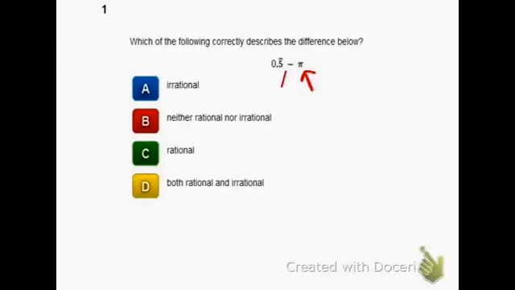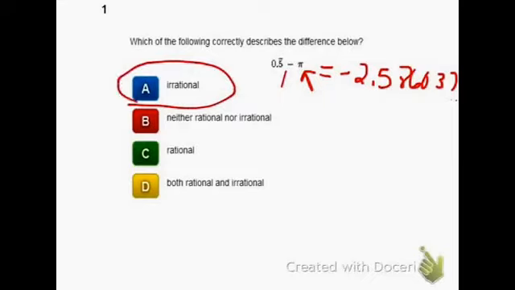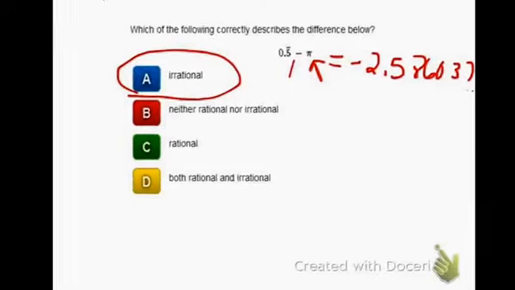0.555555 minus pi. And that's going to give me negative 2.586037... So that means it's going to be an irrational number. Anytime you're dealing with pi, you're going to get an irrational number. So the answer to the first one is A.